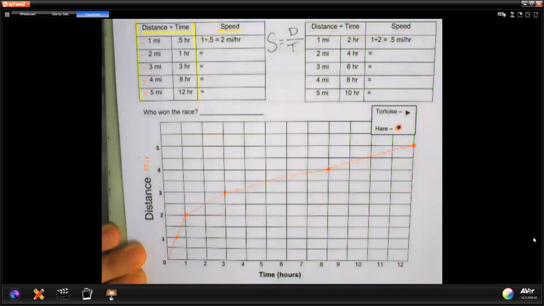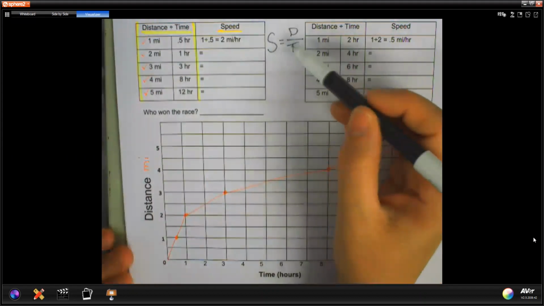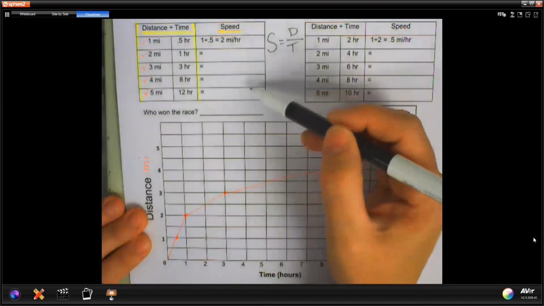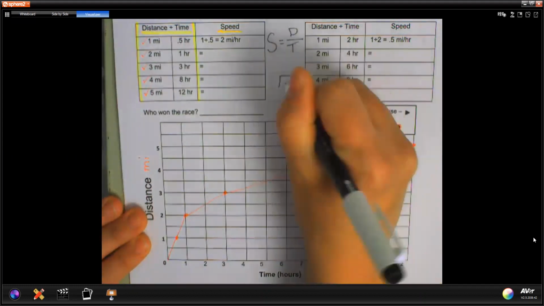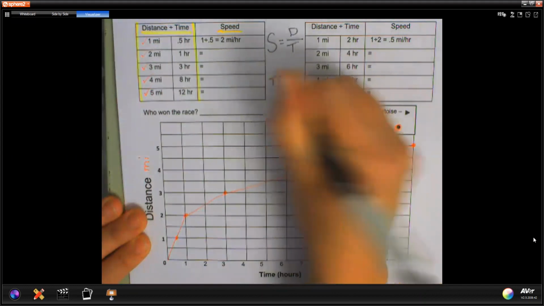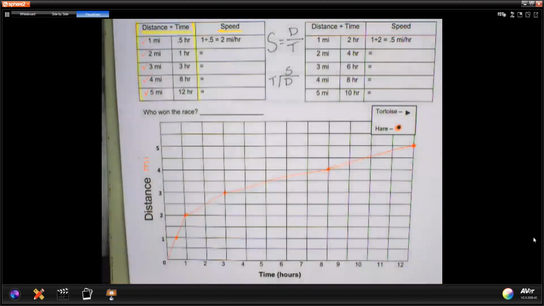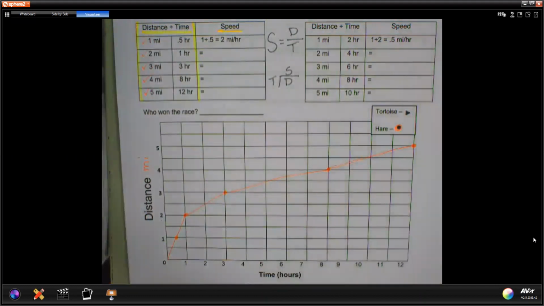So we are going to be working on this right here to calculate the speed of the hare. I'm also going to write it using this division symbol: distance divided by time equals speed. I need you to copy those down on your paper so that you can remember what this formula is. We're going to be using it for the next couple weeks. So let's look at this division. They've actually already done the first one for us.